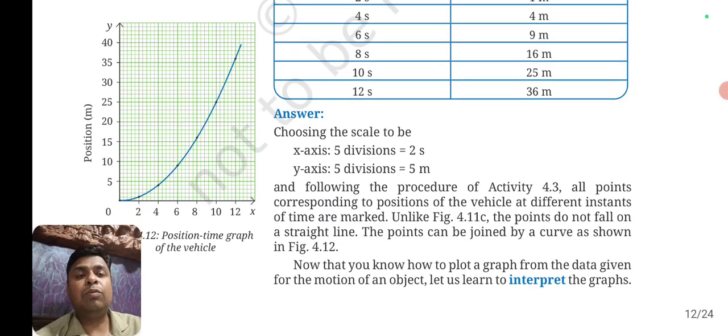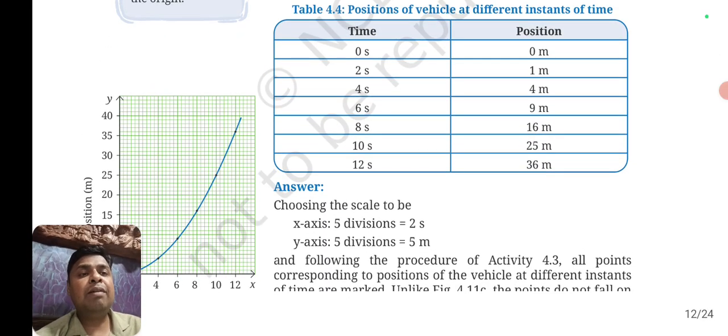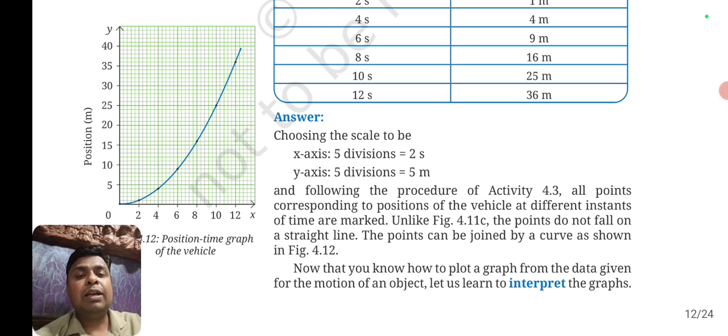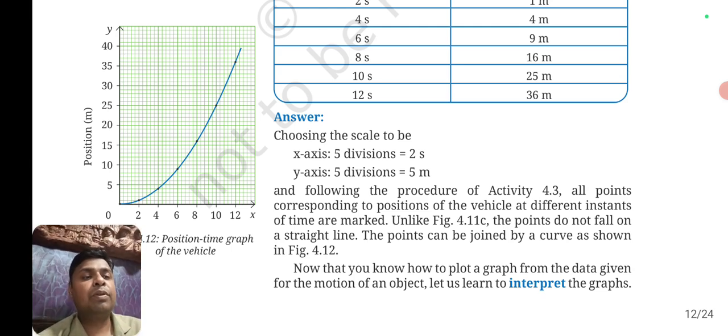Observe this graph now. What is happening? This table shows us the time-position graph. 0 seconds, 2 seconds, 4 seconds. So the time is increasing by 2 seconds, but the position change is not constant. Earlier it was slow, then suddenly the position changed a lot. So you see the graph. It's not a straight line. It is a curve that is going up. This kind of graph can be there.